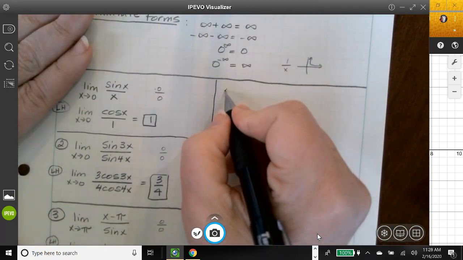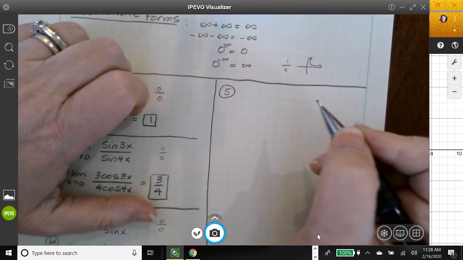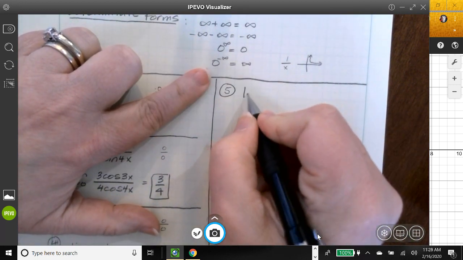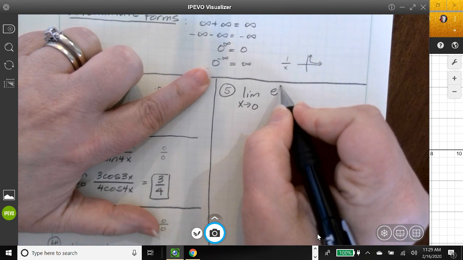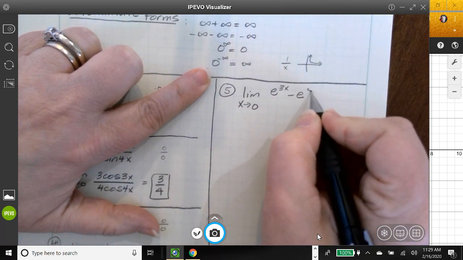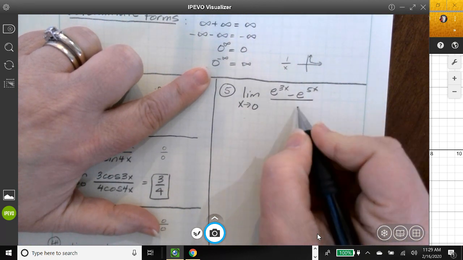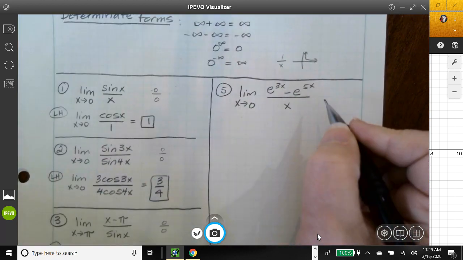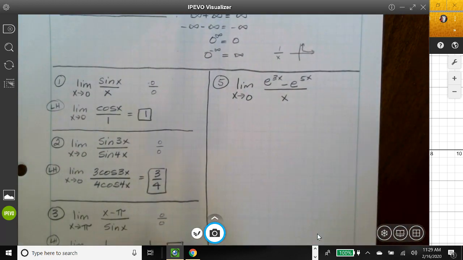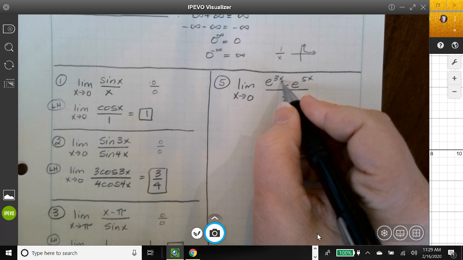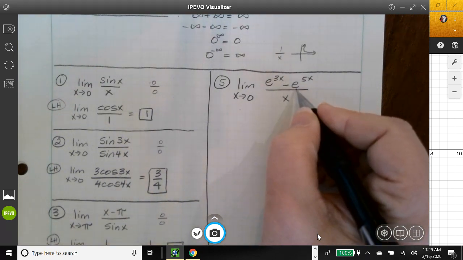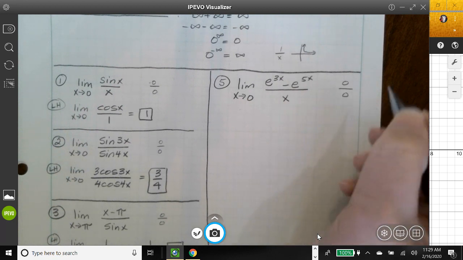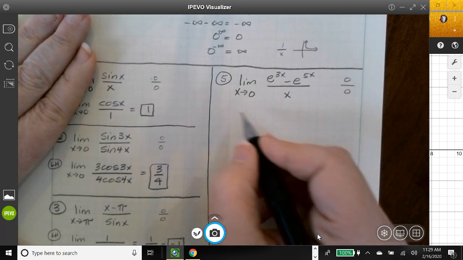Now we're on number 5. All right, number 5. Let's try this one. The limit as x approaches 0 of e to the 3x minus e to the 5x over x. All right, so what happens when I plug in 0? Well, e to the 0 is 1. So this turns out to be 1 minus 1 in the numerator. And so that is 0 over 0. Not a big surprise, because this is L'Hopital's lesson anyway.